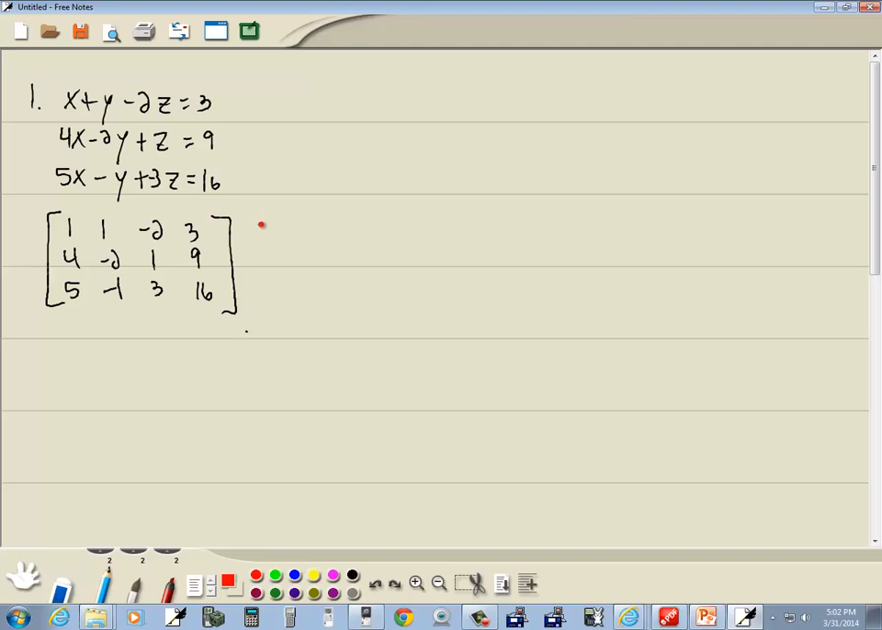As we're working this, keep in mind that we have first row, second row, third row. Now in general, with Gauss-Jordan elimination, the first step is to get a 1 here. Now I'm going to show this the long way, and then at the end of the video I'm going to show the short way. Actually, let me switch that around.